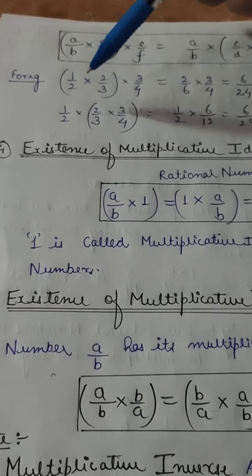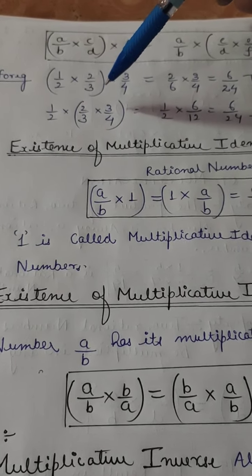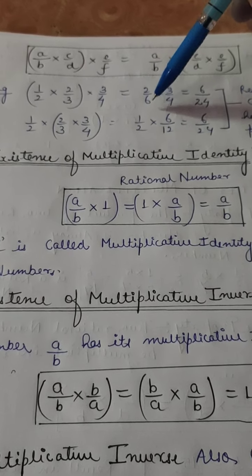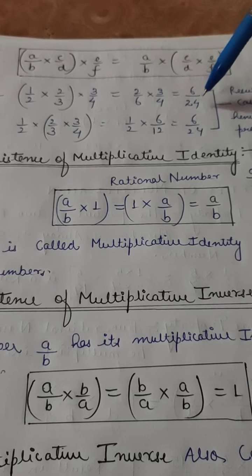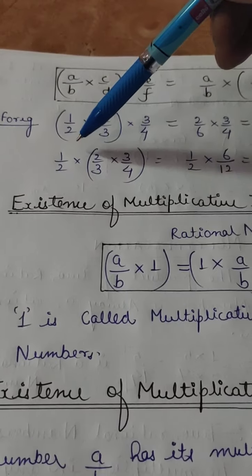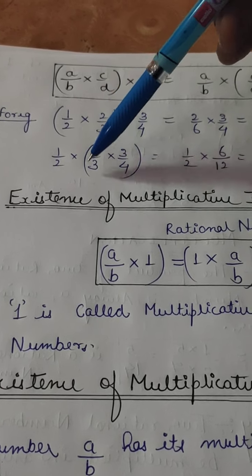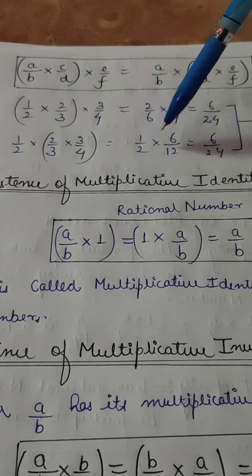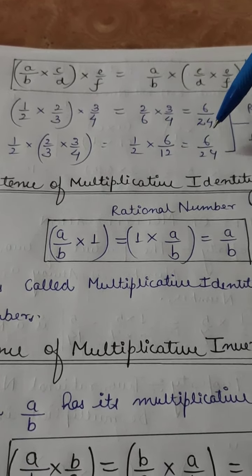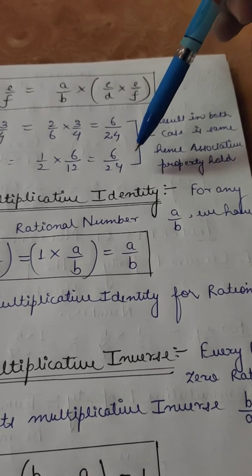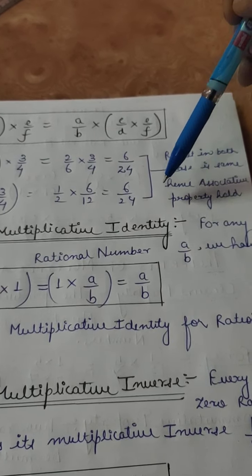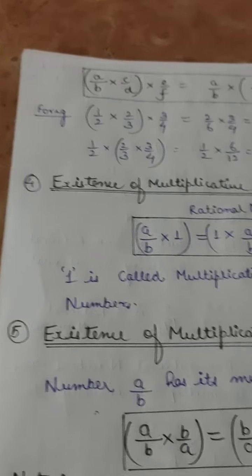For example, consider 1 by 2, 2 by 3 and 3 by 4. First 1 by 2 and 2 by 3 are multiplied, the result is 2 by 6, and then it is multiplied by 3 by 4. We get 6 by 24 as a result. Similarly, in the next step we have first multiplied 2 by 3 and 3 by 4. Their result is 6 by 12 and it is multiplied with 1 by 2. The result is 6 by 24. So the result in both cases comes out to be the same. Hence associative property holds good in case of multiplication.